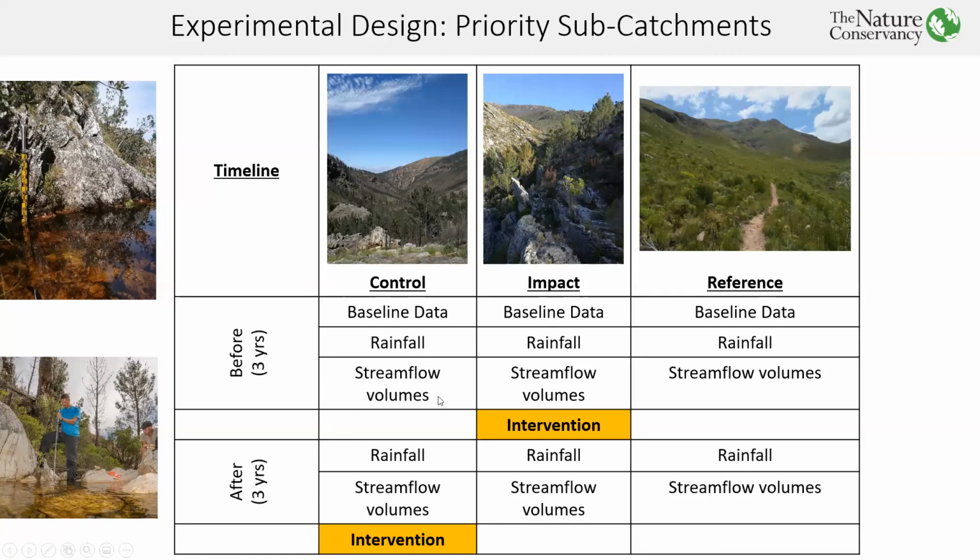After this before period, the intervention is applied in the impact catchment. And in this case, the intervention is the removal of the invasives, and we'll continue monitoring for a further 3 years the rainfall and stream flow volumes. And subsequent to this, we'll apply the intervention in the control catchment as well, because the control catchment cannot remain invaded. Now, in terms of data analysis, things that we'll be looking at include a regression analysis between the control and the impact catchments. We will study rainfall runoff relationships, and also look at volumes and flow duration curves, etc.